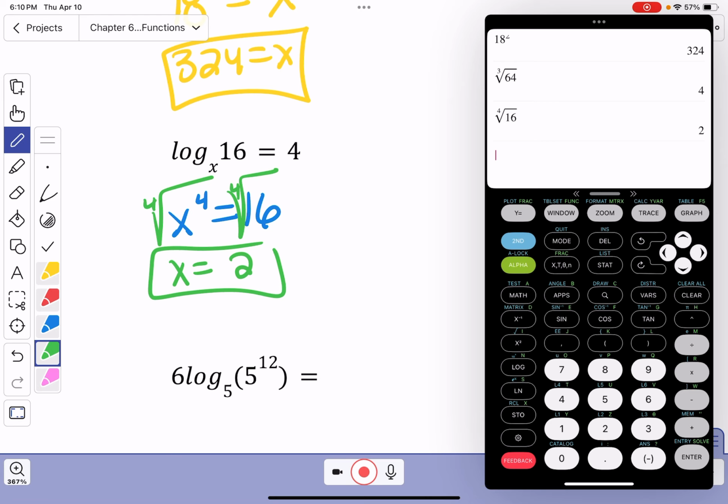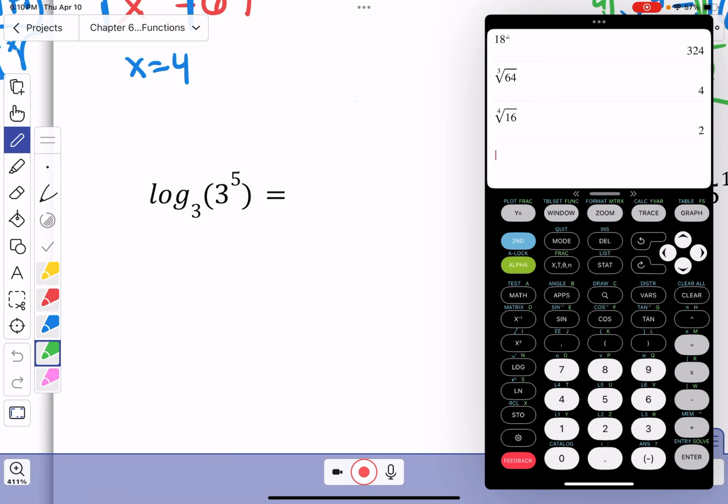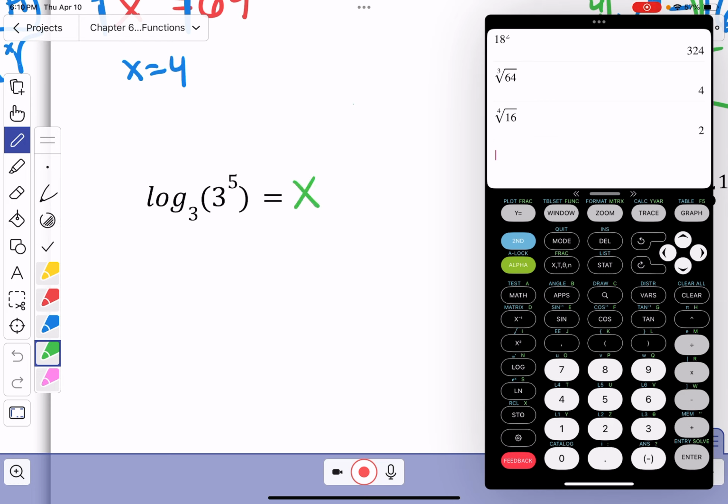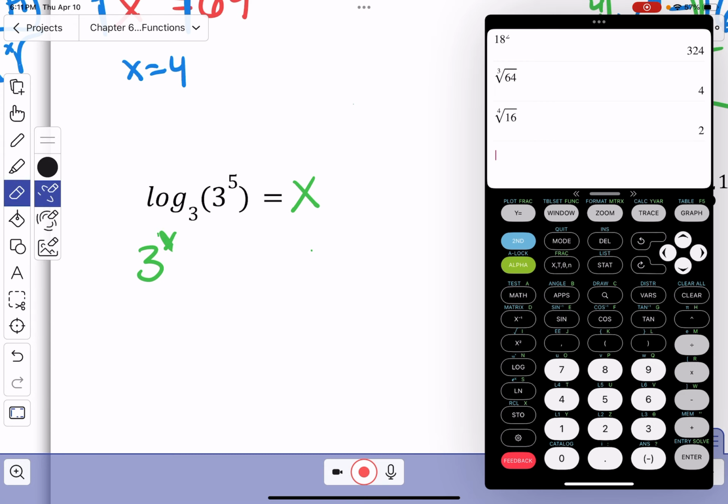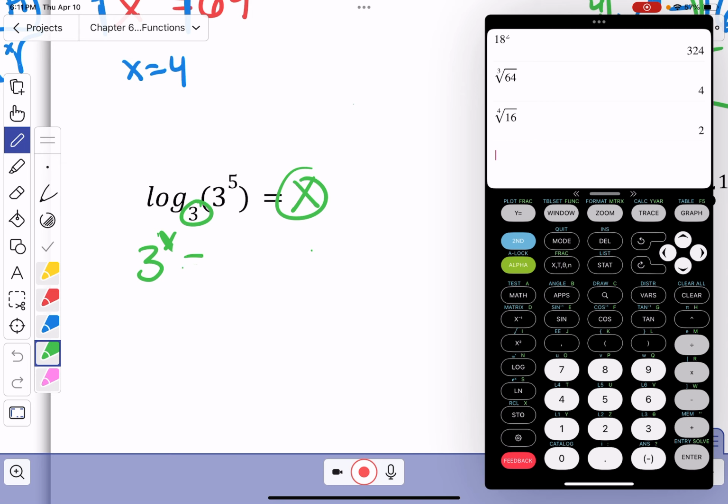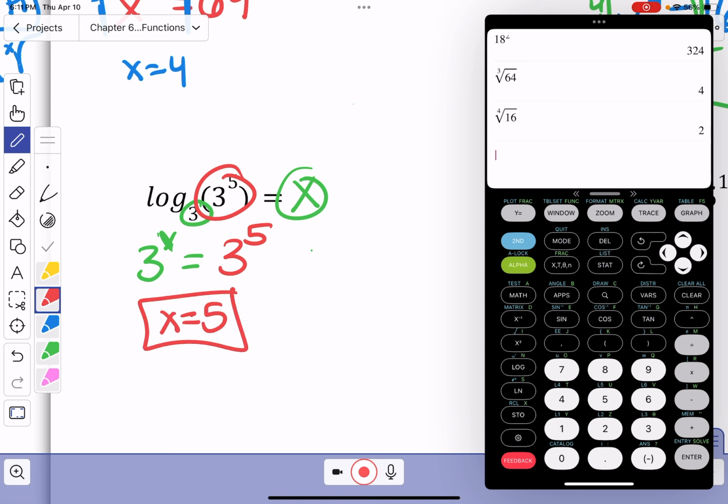All right, we're going to do a couple more. So we don't know what this equals, so I'm going to stick an x there so that I can rewrite it, because you don't know how to type that in the calculator. It's a process. So instead, I'm going to make it equal x, and I'm going to say 3 to the x equals 3 to the 5th. If the bases are the same, the exponents have to be the same, so x equals 5.